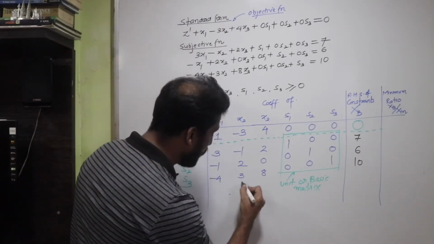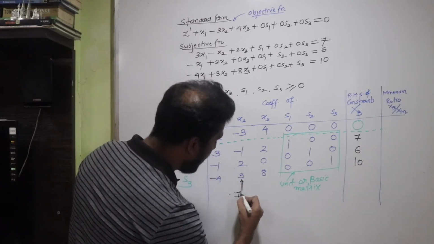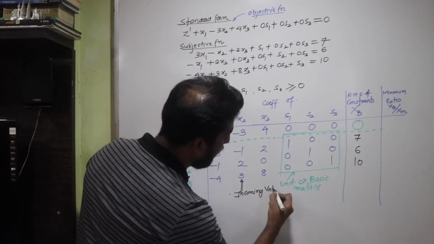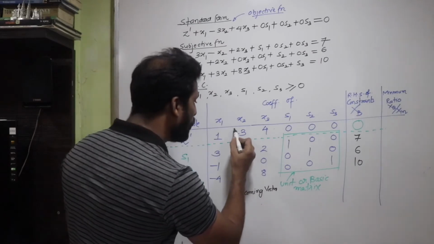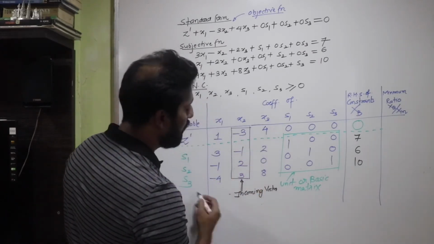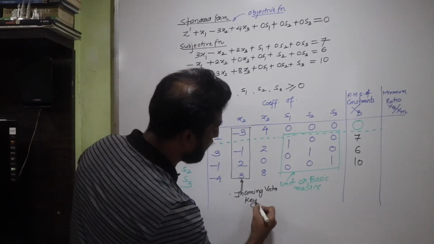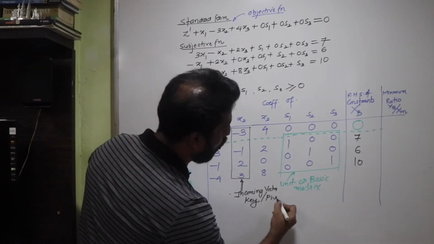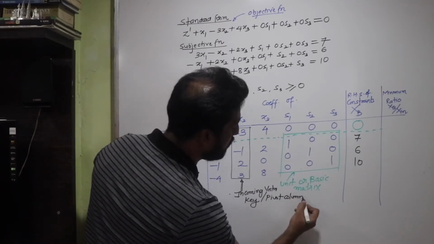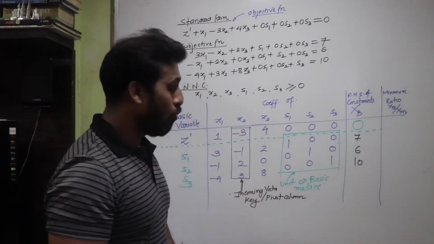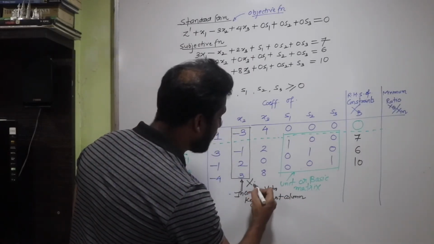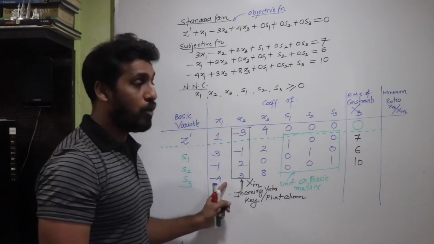So this is going to become my incoming vector, isn't it? This is called the incoming vector. This is also called the key column, or we can also call it the pivot column, isn't it? So this is the key column or the pivot column, or it is called the incoming vector, and is denoted by x in. So from here I'm going to get the value of x in.